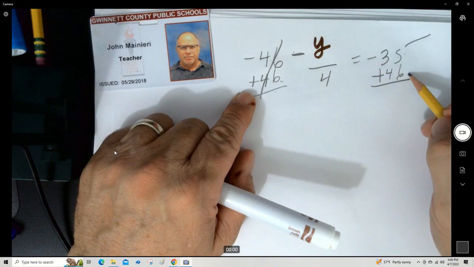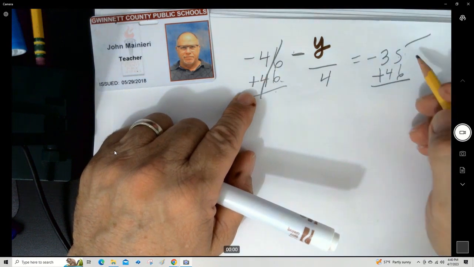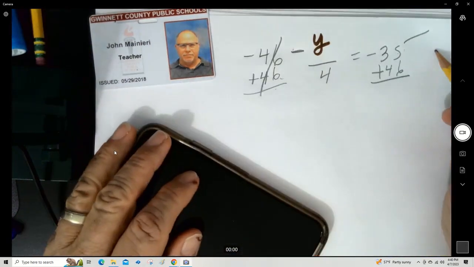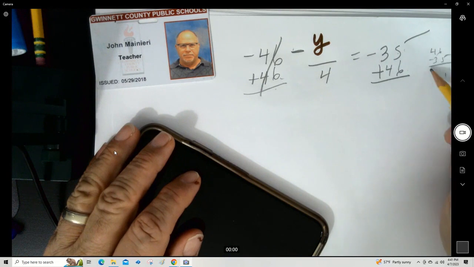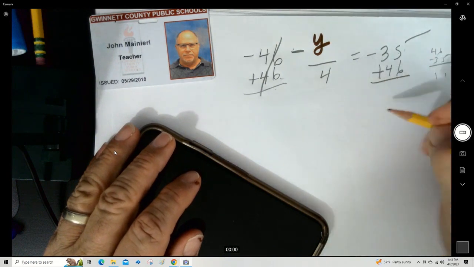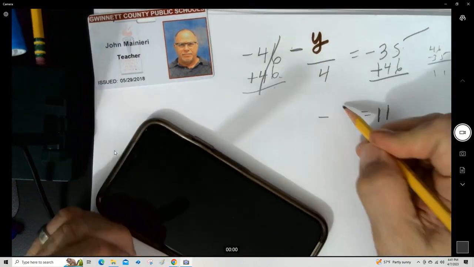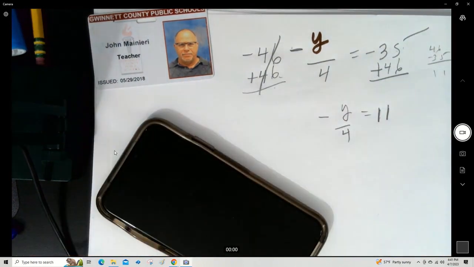Two numbers are different. We subtract. So really you would go 46 minus 35. Let me just do it right here. I guess I got room. 46 minus 35. That's 11. And the sign is positive because the positive is bigger. So we have 11 positive, and we get negative y over 4 equals 11.